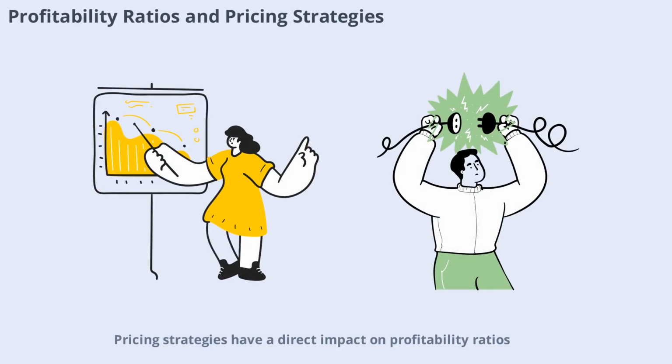Pricing strategies have a direct impact on profitability ratios. Companies that set prices too low may struggle to cover costs, while those that price too high risk losing customers. Analyzing profitability ratios helps businesses find the right balance between competitive pricing and healthy margins. Strategic pricing is key to sustainable profitability.